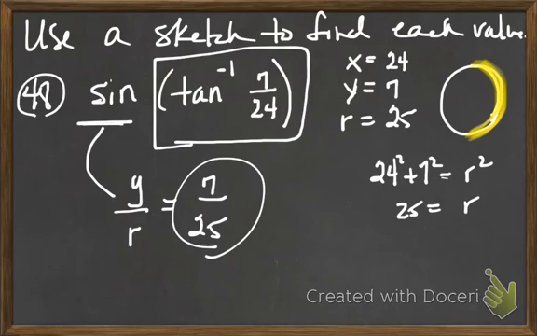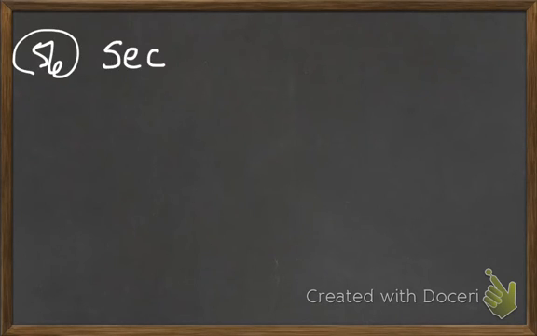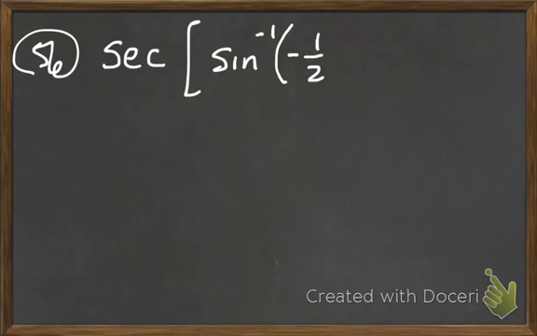All right, I got 3 more examples. Let's see if I can get them in. Number 56. 56 says secant, bracket, inverse sine, negative 1/2. Close bracket. All right, so you're going to go over to the right. You're going to do that first.